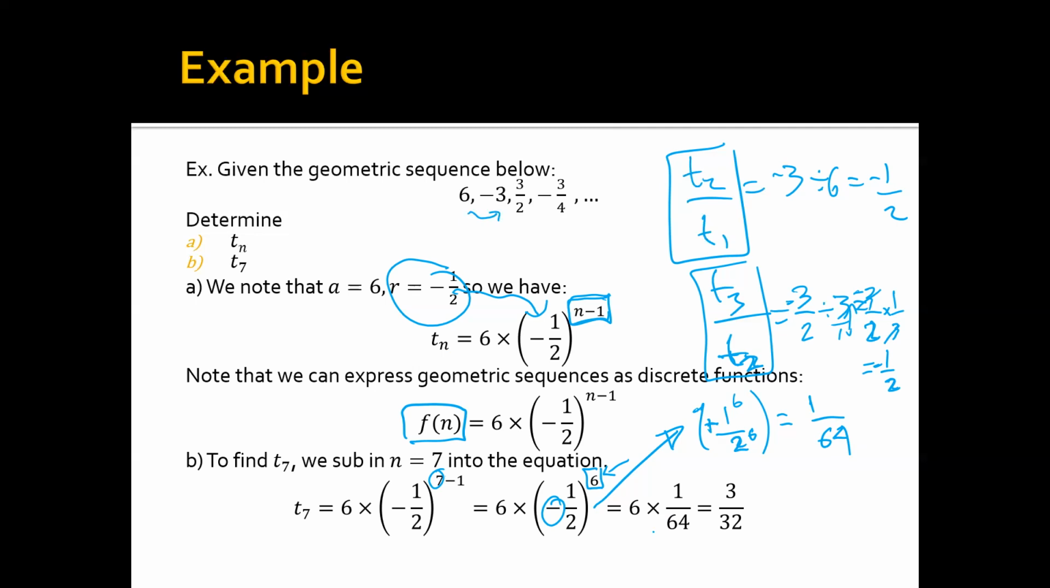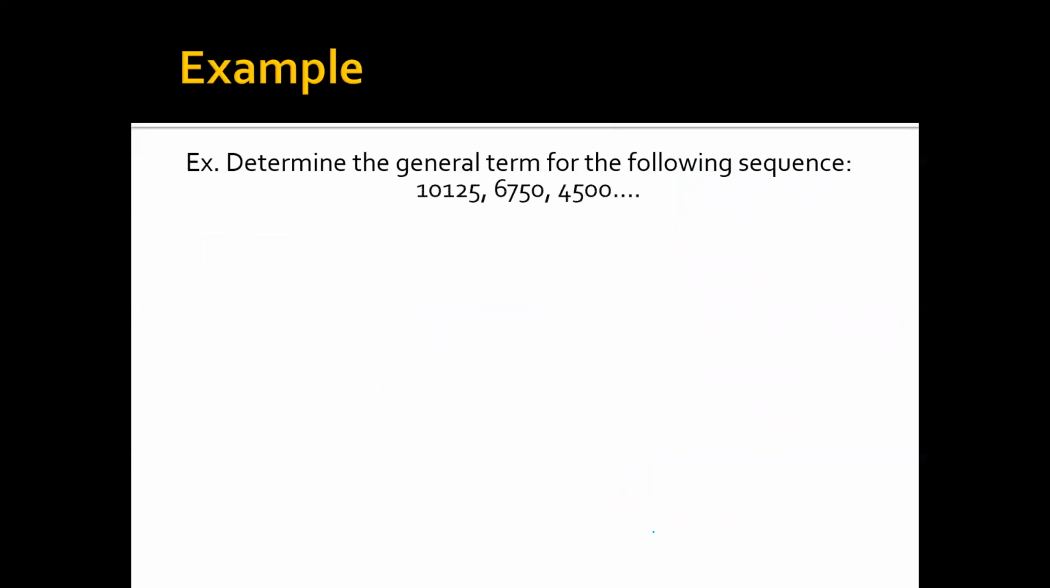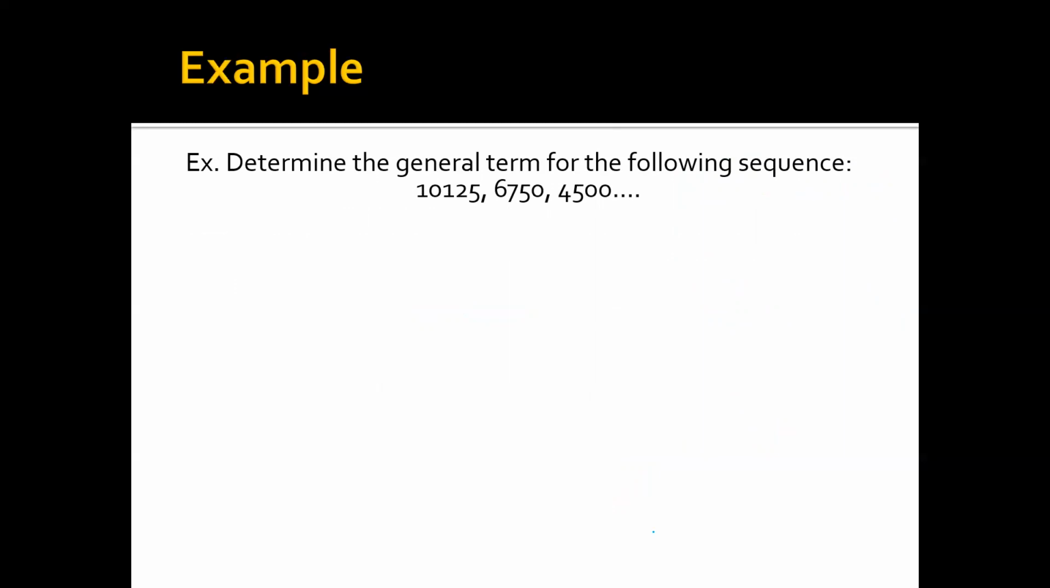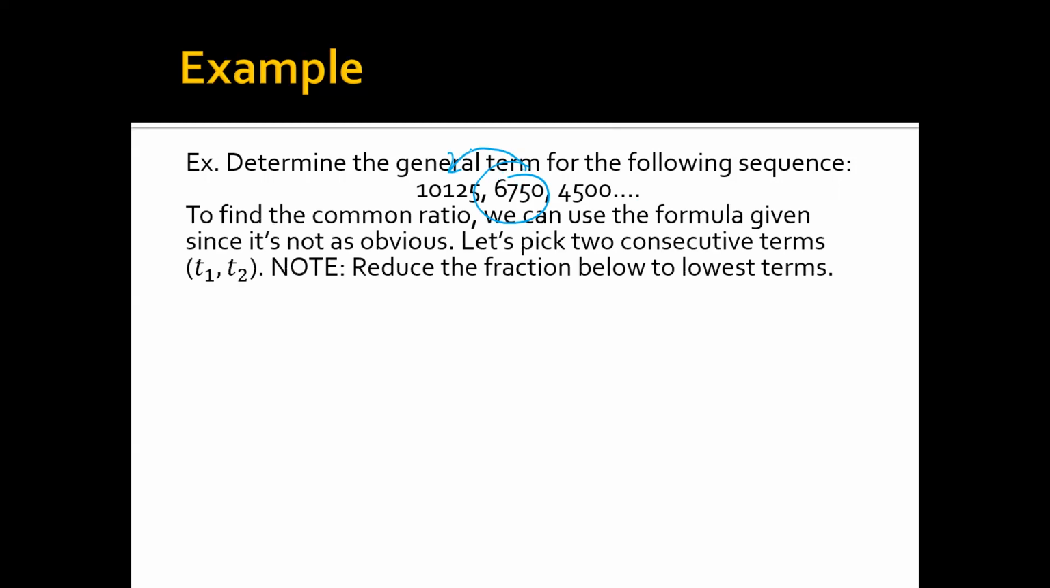I hope that makes sense so far. That's essentially how we figure out the 7th term. Let's look at another example. Find the general term for the following sequence. First thing, you want to figure out what the common ratio is. This one's not as obvious because the numbers are quite a bit bigger, but use the same idea as before. Simply take the y value you have now divided by the one before it.